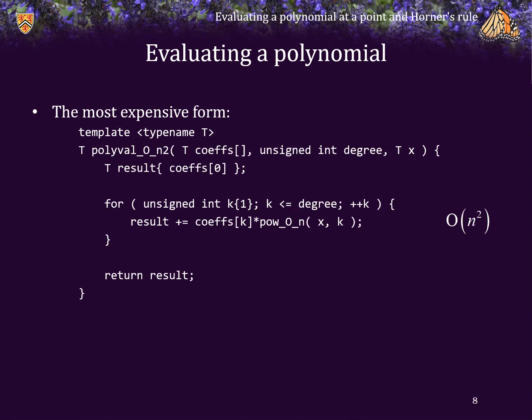So now if we wanted to evaluate a polynomial, we would simply multiply the corresponding coefficient by the corresponding power of x, adding the results together. And as you know from your course in algorithms and data structures, the runtime of this is going to be big O of n squared.